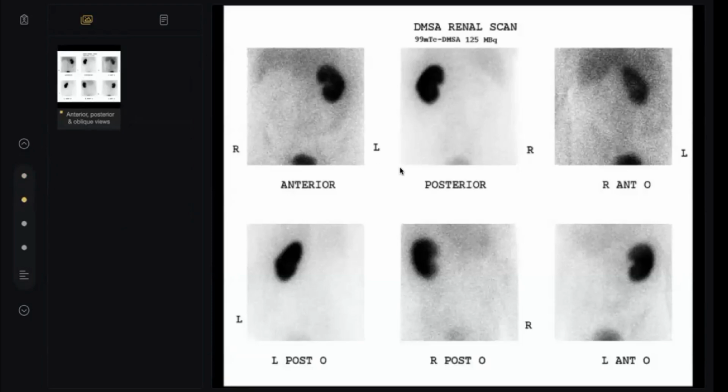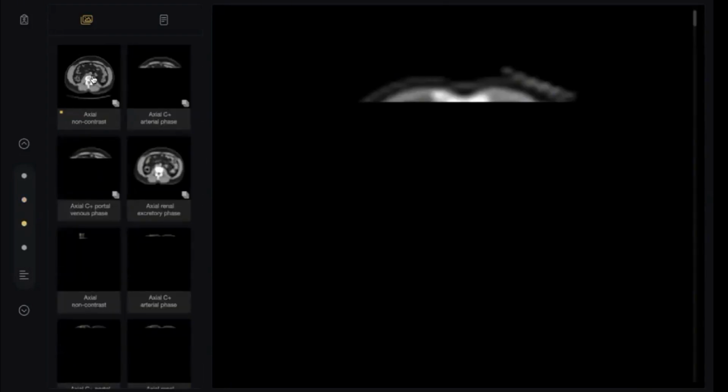Sir, these are the static images of a DMSA scan, in which I can appreciate there is no uptake noted on the right side, however the left kidney shows normal uptake. So sir, there is no cortex remaining in this kidney. This is complete loss of cortex, which is why the DMSA scan is not showing uptake on the right side. Okay, so they do the CT.